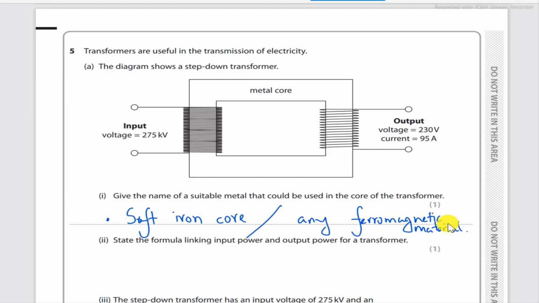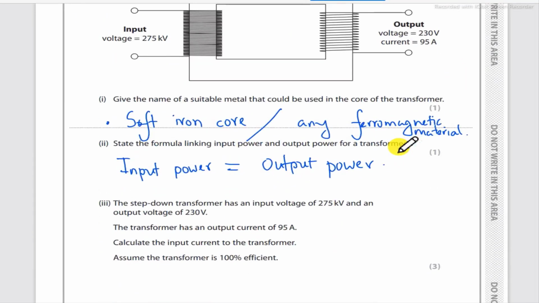It is considered that a transformer is 100% efficient. That's why input power equals output power, because the efficiency of the transformer is 100%. Input power equals output power.